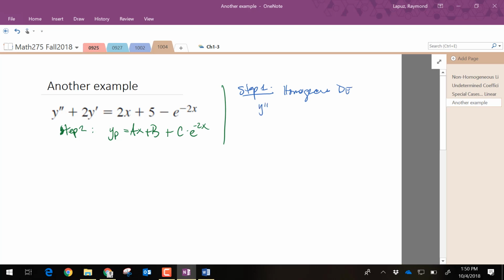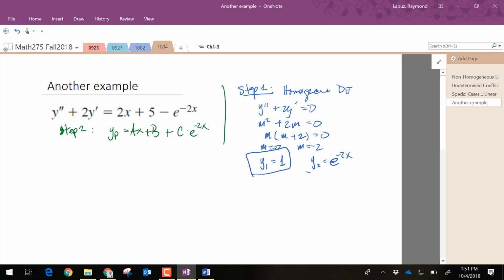And that is just y double prime plus 2y prime is equal to 0. And then the characteristic equation will have solutions m is equal to 0 and m is equal to negative 2. So we get our y1 is e to the 0 and our y2 is e to the negative 2x. So there's a match here with e to the negative 2x.